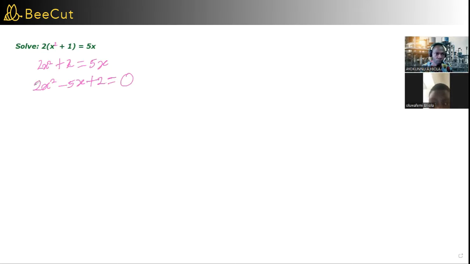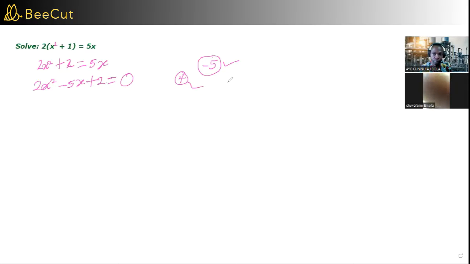So here you would say 2 times 2 gives me 4. Then you have negative 5. So what are two numbers I will multiply together to get 4, and I will add together to get negative 5? Can you answer that? What are two numbers that will multiply to get 4 and add to get minus 5?